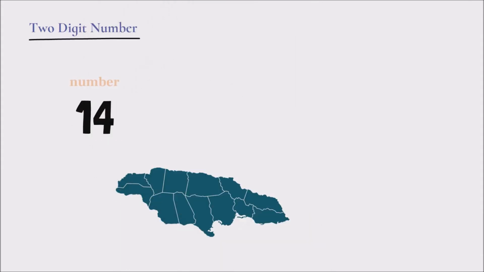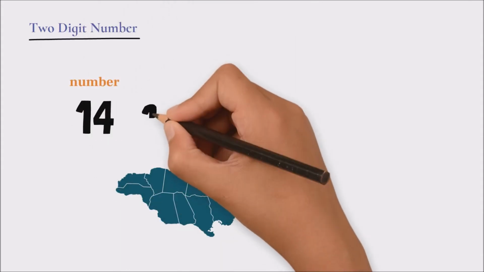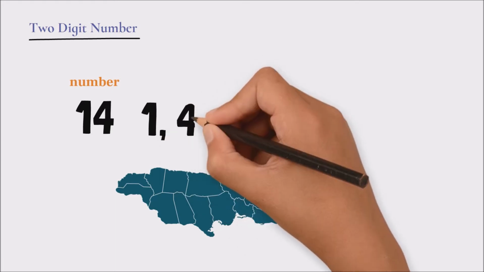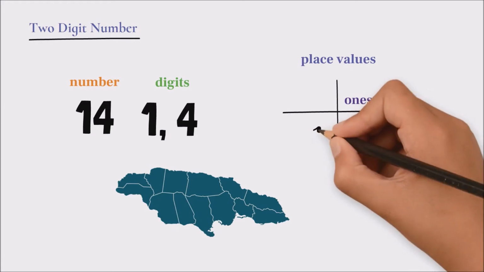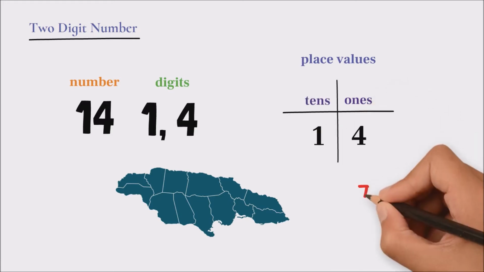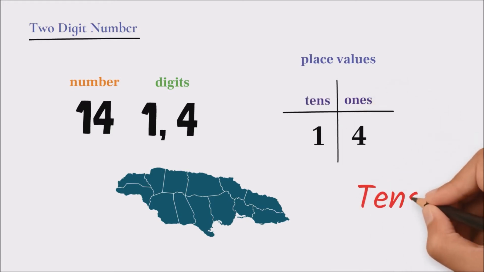Now let's look at a 2-digit number. Jamaica has 14 parishes, so let's look at the number 14, which is made up of 2 digits, 1 and 4. In terms of groups, 14 is made up of 4 groups of 1, so we have our ones digit, and 1 group of 10. Tens is our second place value name, and we say that the place value of 1 in 14 is tens.